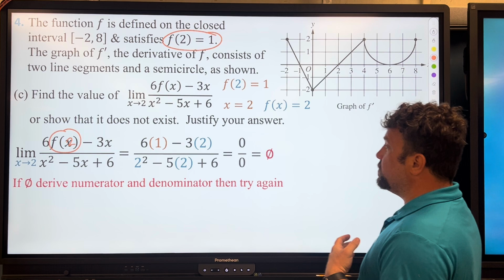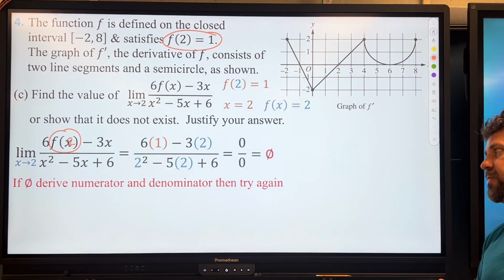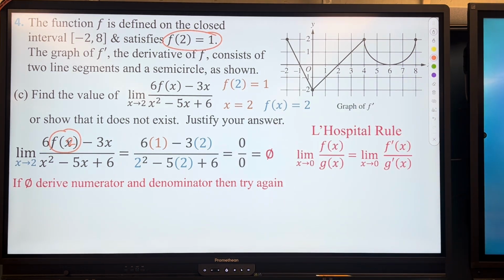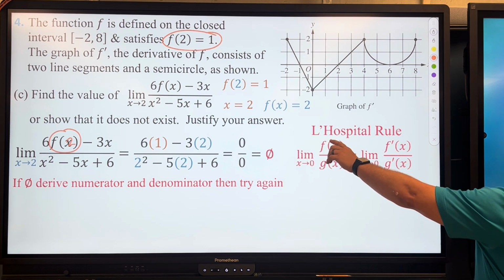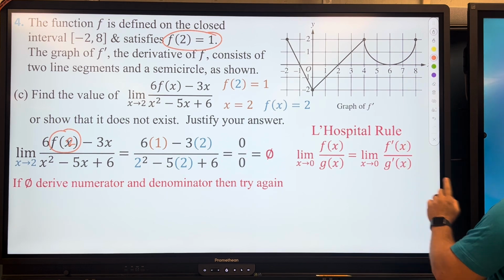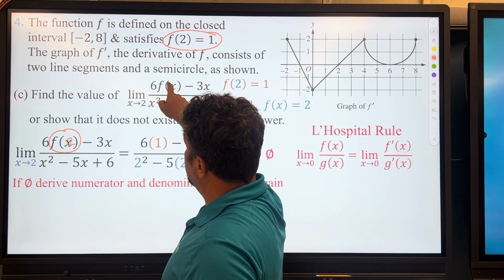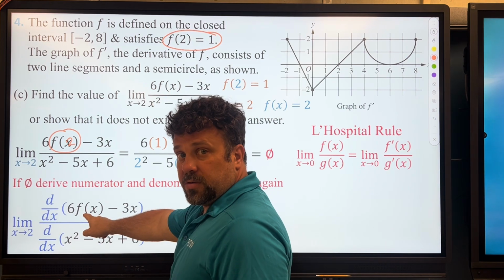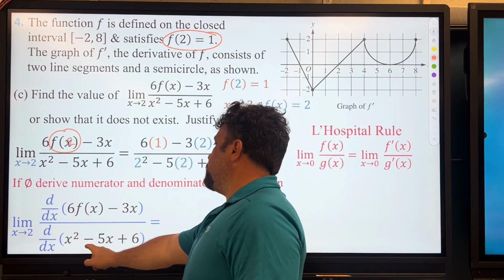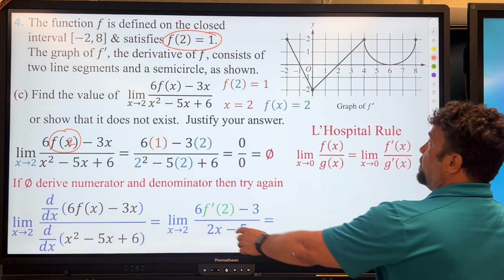Well, we can use the rule, say, if you are undefined, you're going to derive the numerator and derive the denominator, then you're going to try again. This is called L'Hopital's rule. Your limit as x approaches 2 of f of x over g of x equals the limit as x approaches 2 of f prime x over g prime x. So when we derive this, the top becomes 6 f prime x minus 3 over 2x minus 5. Now, this is going to be f prime of 2.